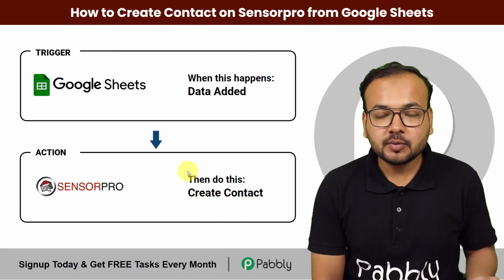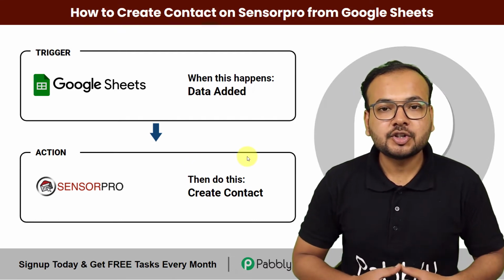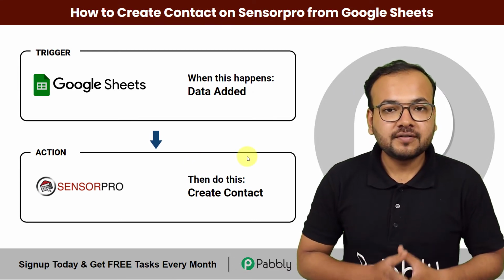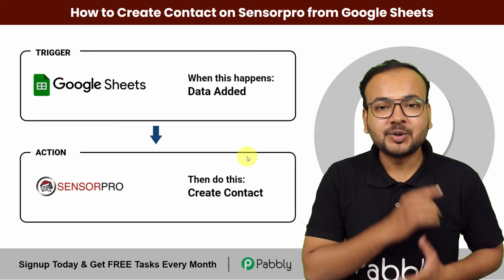And guys, to set up this automation, we are using Pabbly Connect, which is an automation tool, and we can set up this automation very easily without any coding. Let me show you how.